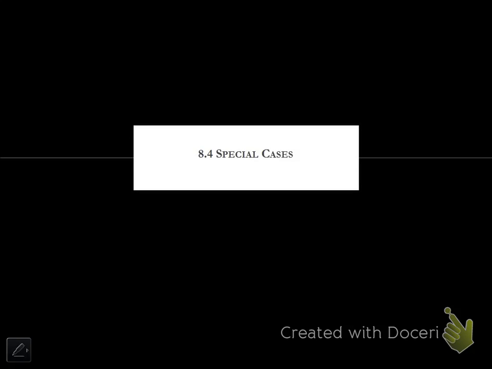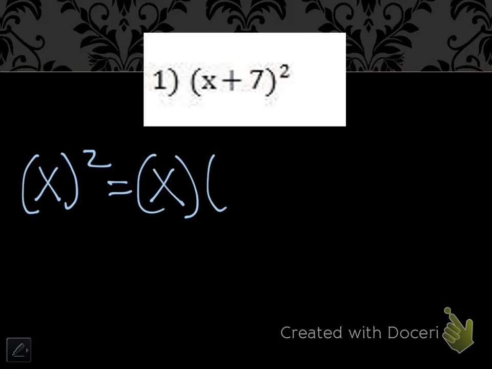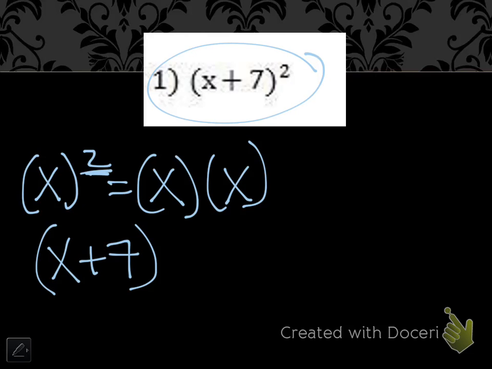So this is going to be doing foiling, the box method, and distribution with special cases. So they're going to be a little bit different. If I see x plus 7 squared, that means the same thing as x plus 7 times x plus 7. It's just saying that there's two of them.